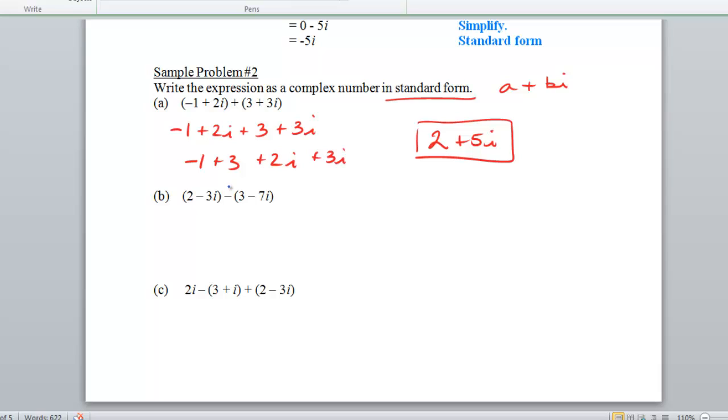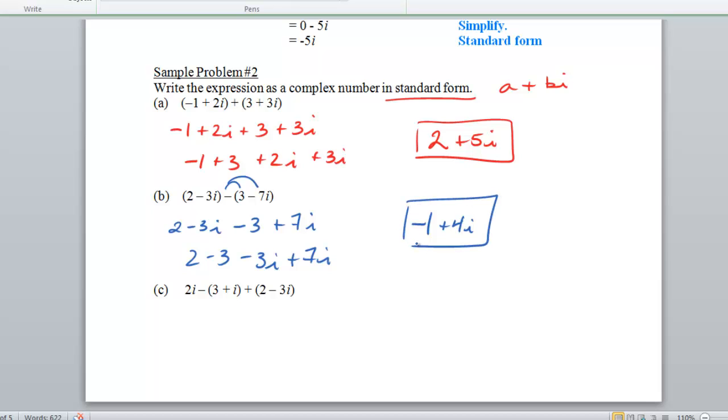Alright, now a difference here in part B is we have a negative, so before I can drop these parentheses, I've got to distribute that negative to both parts of that parenthesis. Then I can regroup if you feel it's necessary for you. And then I can simply combine like terms. And again, complex number standard form.